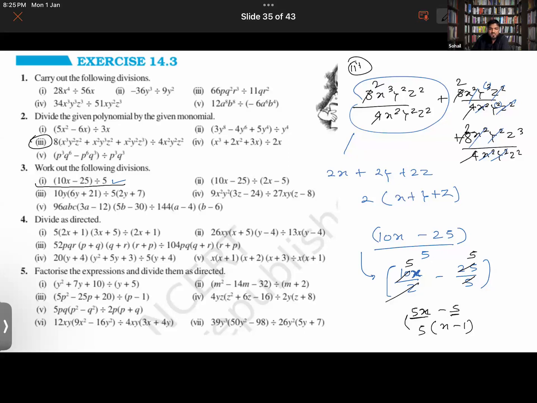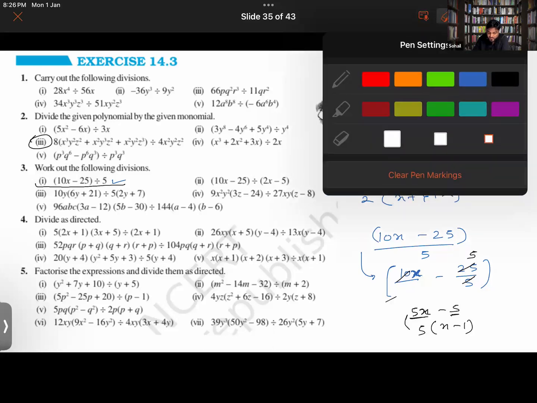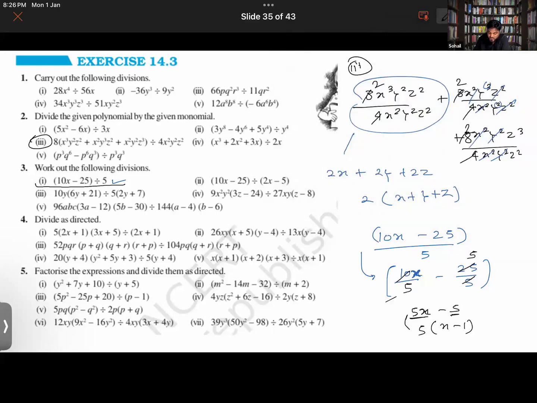I think you guys are still having difficulty in this. That's why you need to practice so many questions. Then we'll cancel out 5 to 25, which will be 10x minus 5. By the way, I missed one thing over here. This was not actually 5, I wrote 2 here. So that would be 2x actually. The answer should be 2x minus 5.